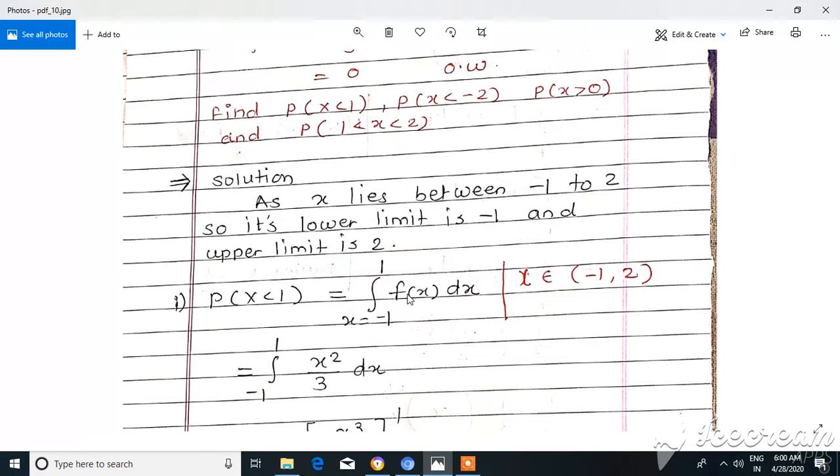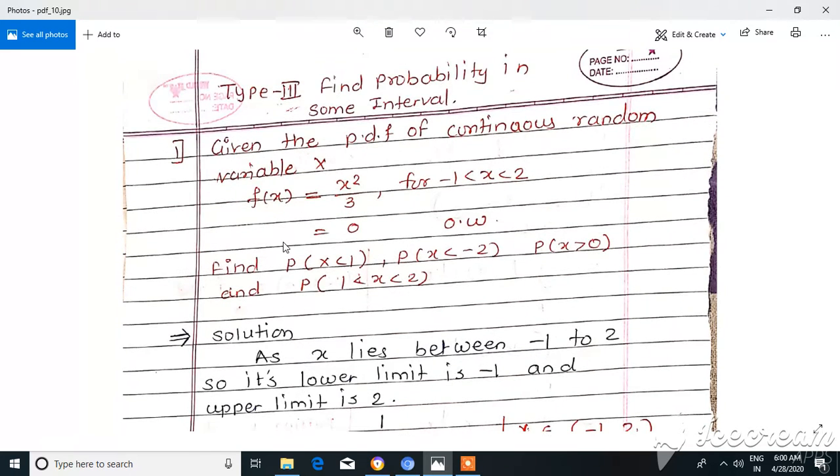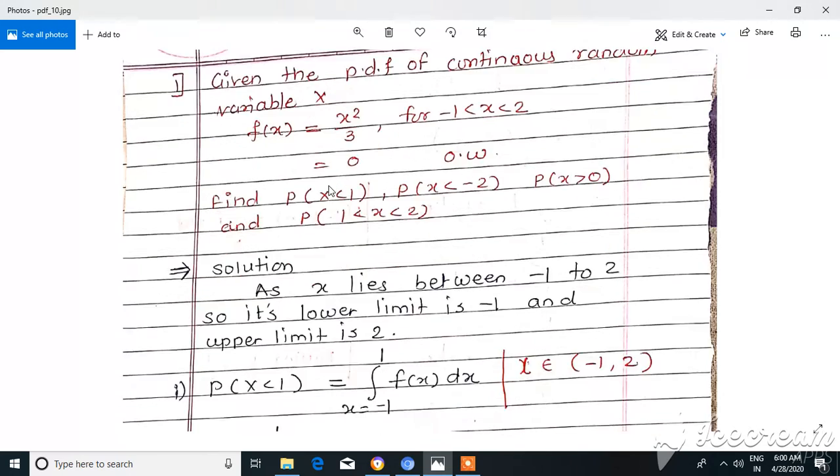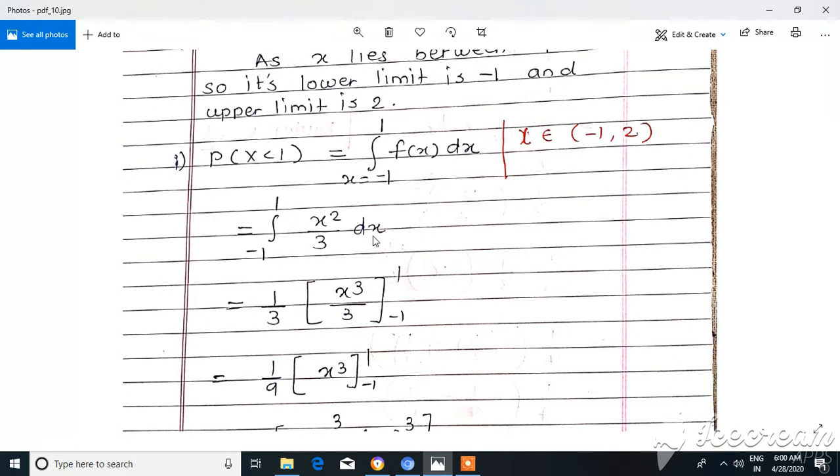But what is your f of x? F of x is nothing but x square by 3, right? So integration of x square by 3 dx, but this 1 by 3 is constant, so consider it outside the bracket. And what will be the integration of x square? Integration of x square is x cube by 3. According to the definition, integration of x raised to n dx equals x raised to n plus 1 upon n plus 1. Again this 3 is constant, so consider it outside the bracket. So what we will get? 1 by 9. Now put your limits.